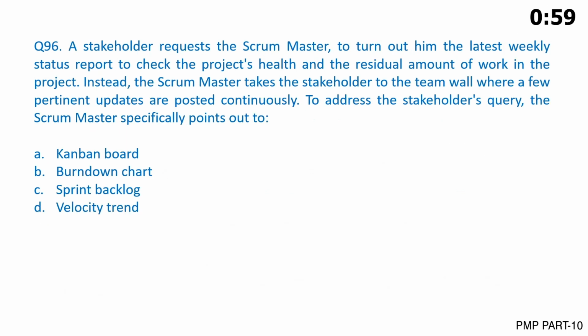A stakeholder requests the Scrum Master to turn out the latest weekly status report to check the project's health and the residual amount of work in the project. Instead, the Scrum Master takes the stakeholder to the team wall where a few pertinent updates are posted continuously. To address the stakeholder's query, the Scrum Master specifically points out to A. Kanban board. B. Burndown chart. C. Sprint backlog. D. Velocity trend.